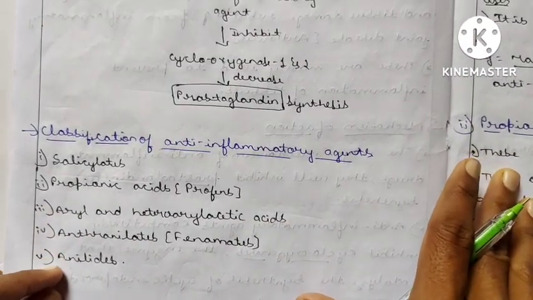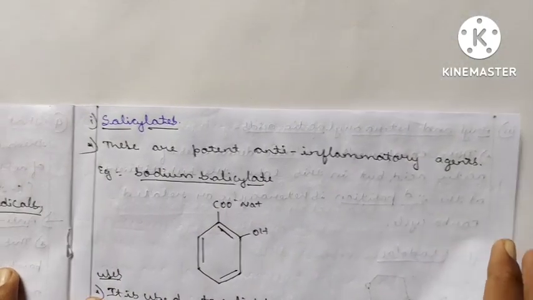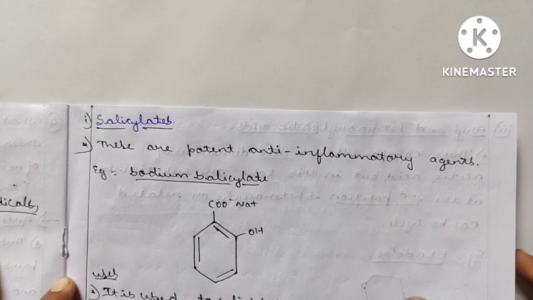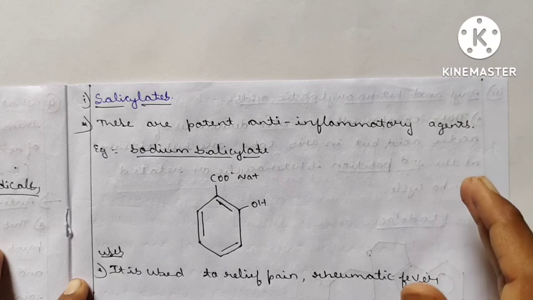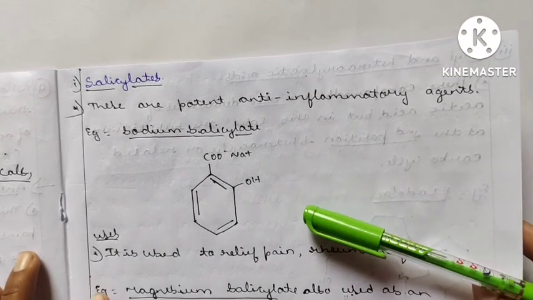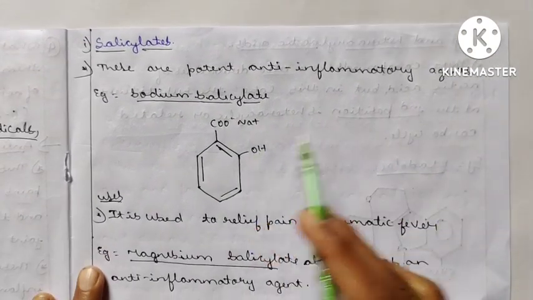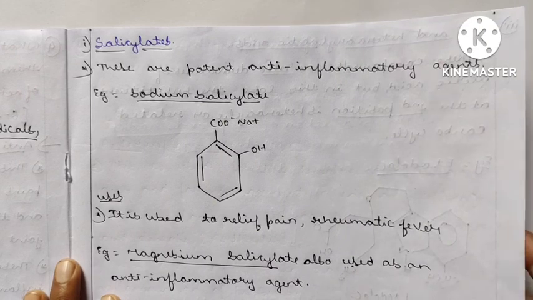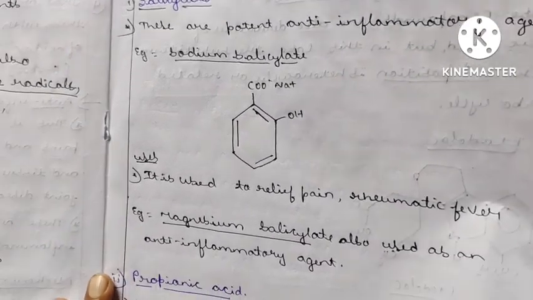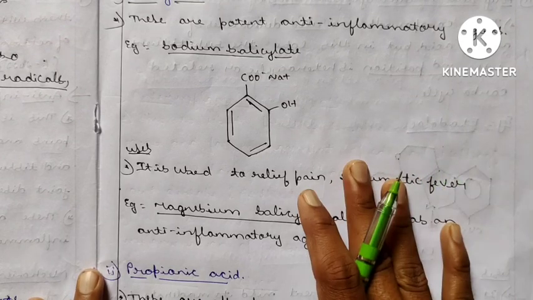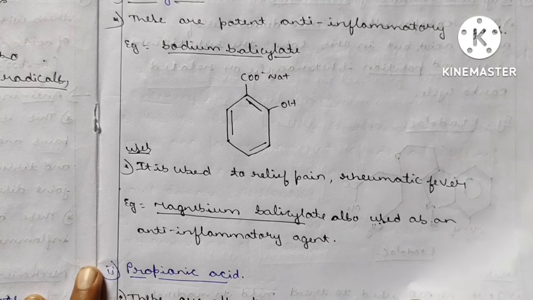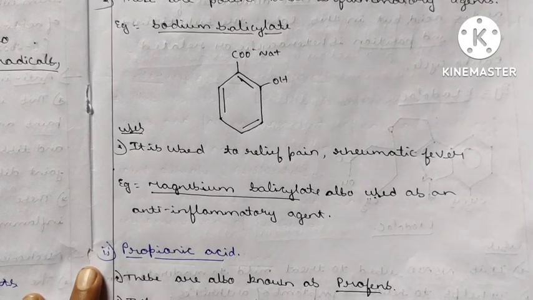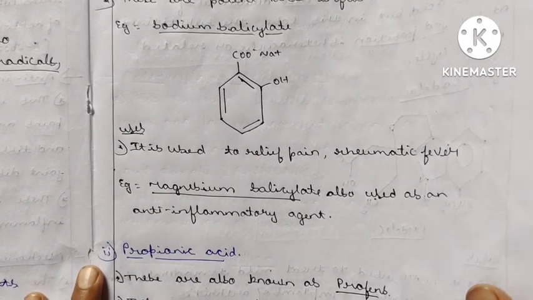means phenamates, also known as anthranilates, and halides. Now let's discuss the first one, salicylates. What are salicylates? These are potent anti-inflammatory agents. An example is sodium salicylate. It is used to relieve pain and rheumatic fever, mainly pain. If there is pain in the body, it means there is a chance of inflammation. Simple. Magnesium salicylate is also used as an anti-inflammatory agent.